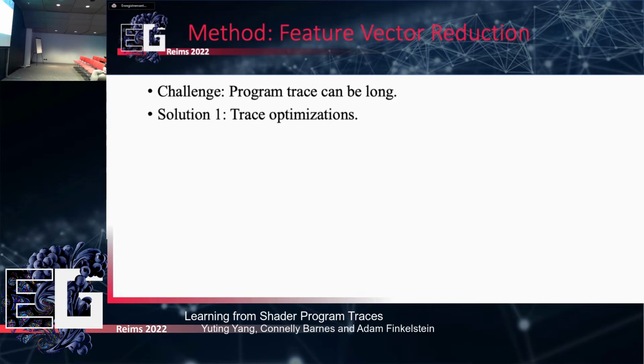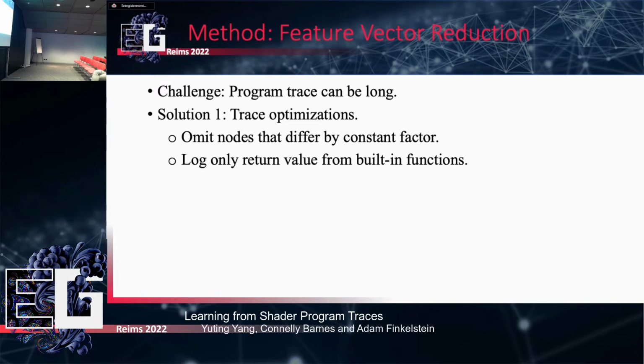The first technique we use to handle it is trace optimization. Instead of naively logging every program trace entry, our compiler already performs some optimization to get rid of highly correlated traces, such as ones differing by a constant factor. The compiler also identifies common built-in functions and logs only function outputs. Built-in functions are usually ones we wish to treat as a black box, such as sign.